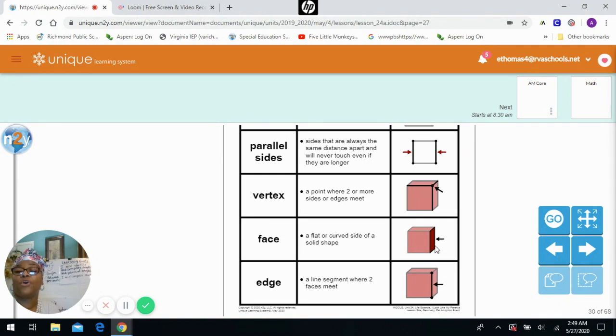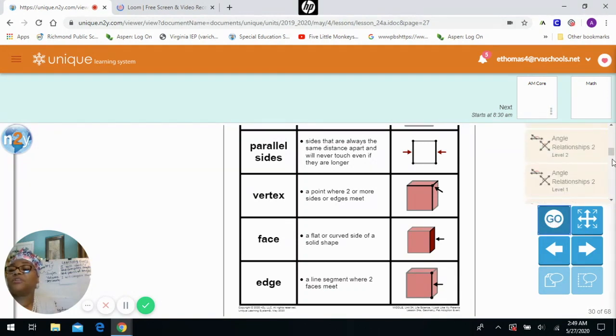A face is a flat or curved side of a solid shape. The flat or curved side of a solid shape. Plain shape is two-dimensional, is flat. I can't have a face because it's not solid. You need solid side. An edge is a line segment where two faces meet. An edge means this flat side and that flat side meets, and it makes an edge. We have a lot of edges in everything that we do. We have edges everywhere. Alrighty, let's move on.